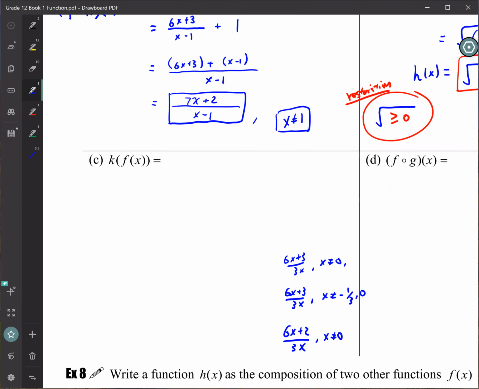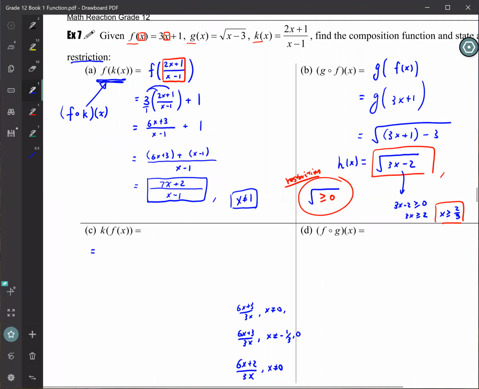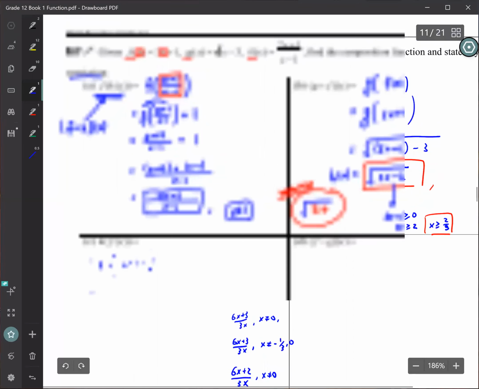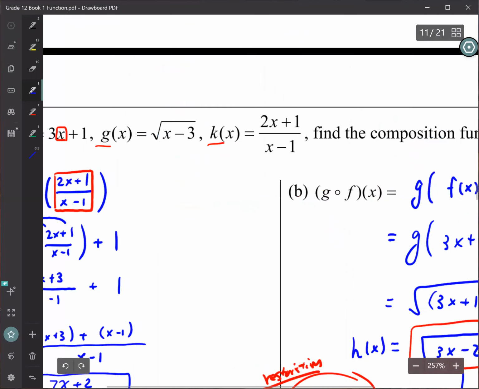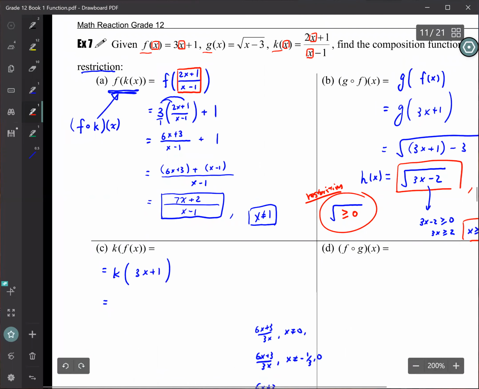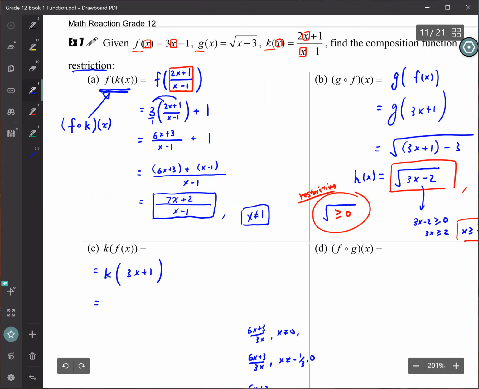All right, so let's go over a couple steps, right? So we start with F. We want to put F inside the K, right? So be careful here. So K of 3x plus 1, right? And our K is 2x, right? Remember, you treat this like a box, right? 2 box plus 1 over box minus 1. So the box we have is 3x plus 1. So Catherine, how do we write out the next step?